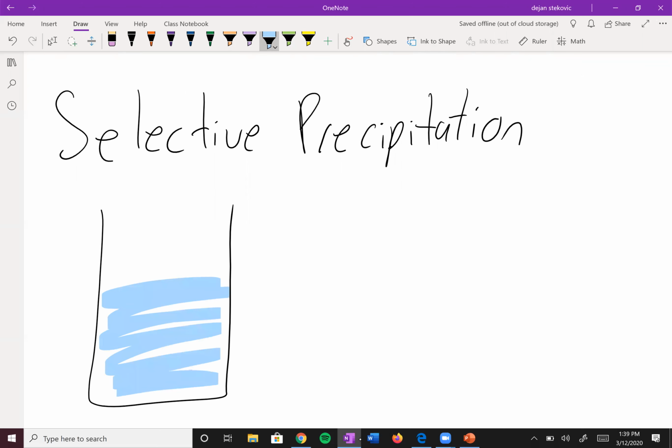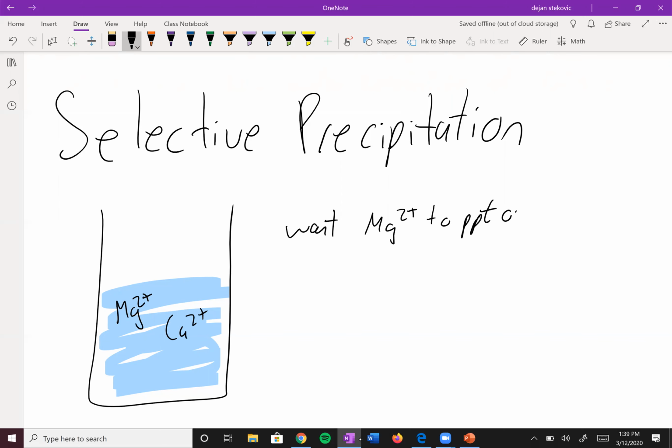Right, so you have some water in here, and let's say you had some magnesium 2+ and some calcium 2+, right? Your water has some magnesium and has some calcium. Well, if we want magnesium 2+ to precipitate out, because we want to separate them, for whatever reason, we want to separate our calcium and our magnesium.